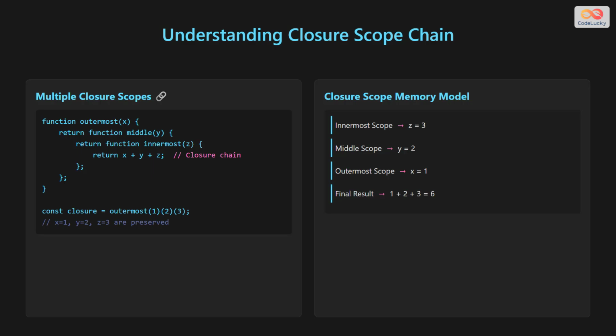When the outermost function is called, it returns the middle function. Then the middle function returns the innermost function. This means that the values of x, y, and z are preserved throughout the function chain. The innermost function forms a closure that encompasses all of these variables. In the memory model, we can see that the innermost scope first looks for the value of z. Next, the middle scope is searched and the value of y is found. Finally, the outermost scope is searched and the value of x is found. The values are then summed up and the result is returned.